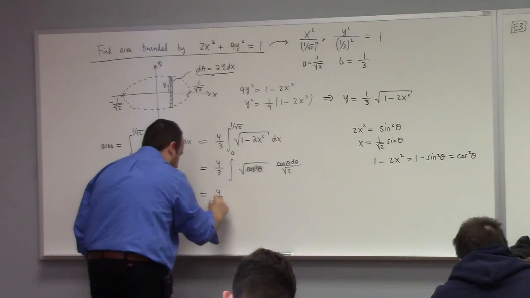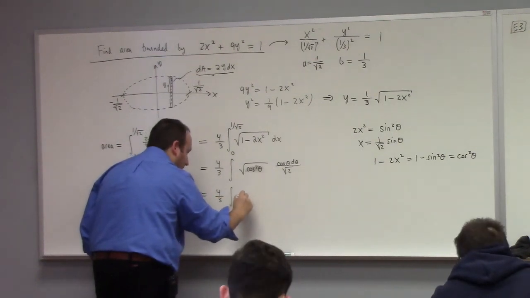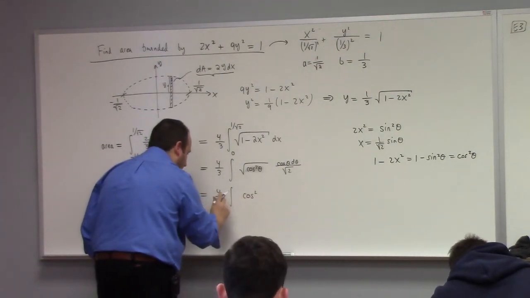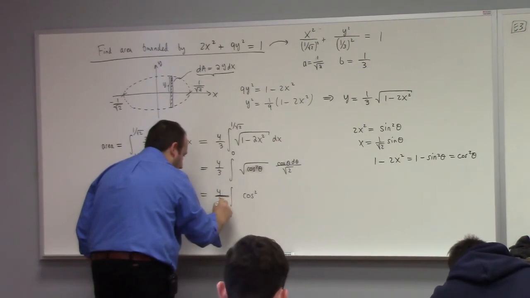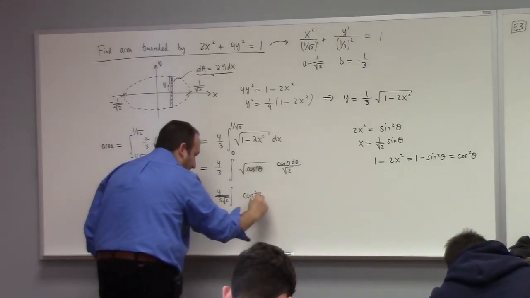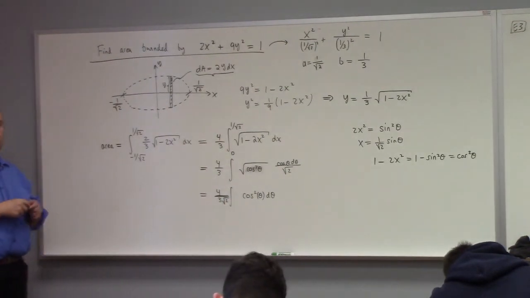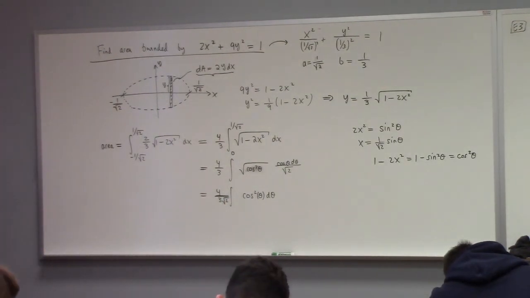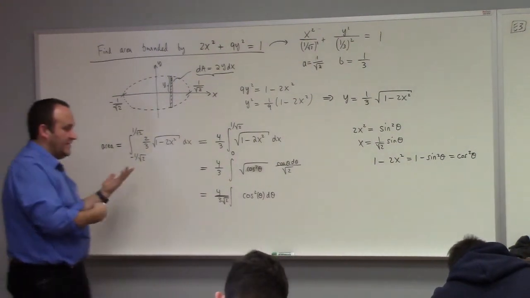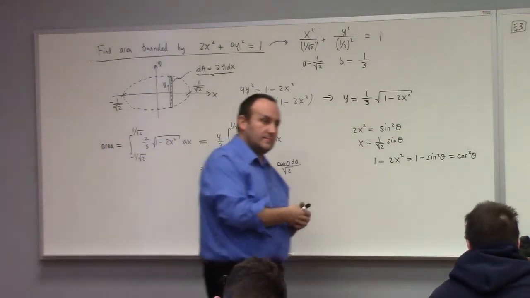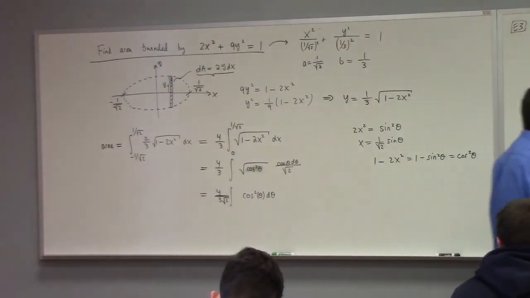So that's 4/3 integral cosine squared theta. I'll pull the root 2 out front. Cosine squared theta d theta. What about the bounds, though, right? So again, I need to change the bounds. The last two things I wrote are not correct yet. They're a work in progress. I need to put bounds in. What would the bounds be?